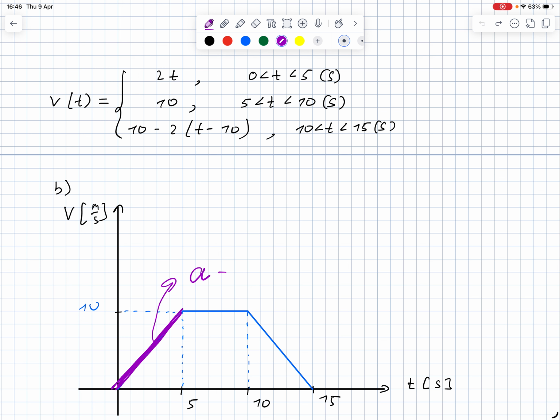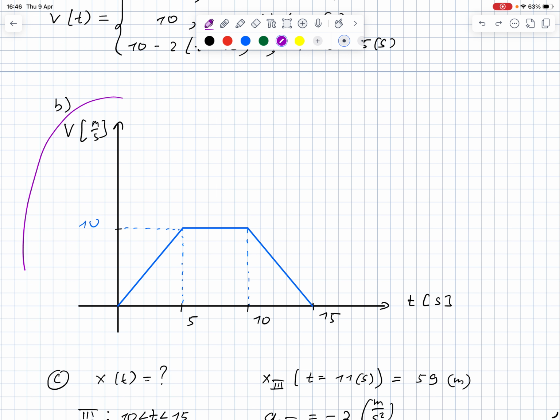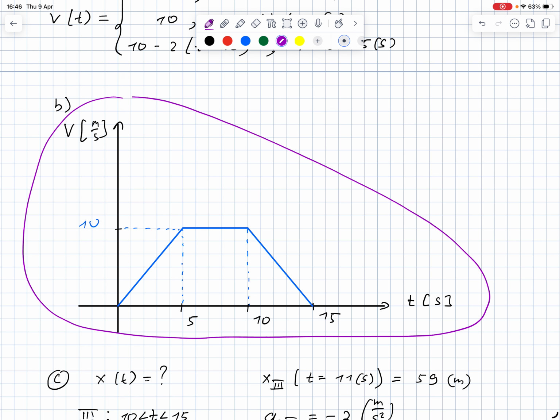When we go to the second interval of time between 5 and 10, we see that the velocity is constant because we do not have acceleration there. And finally, in the third interval between 10 and 15 seconds, we also have a linear function. However, the slope, or acceleration, is negative. So this is our graph of v of t.